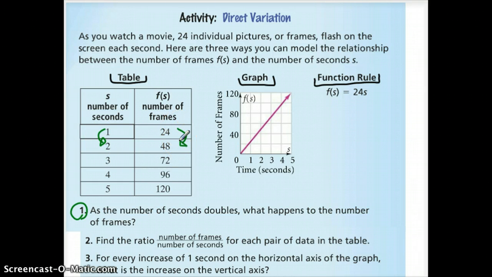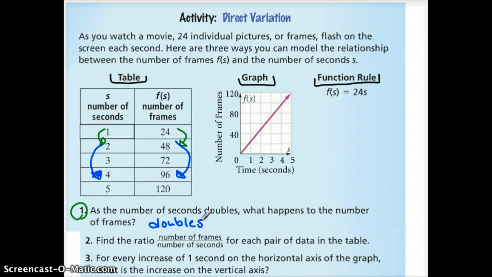As it goes from 1 to 2 seconds, I see it goes from 24 to 48 frames. There's a certain relationship there. Let's double from 2 to 4 now. From 2 to 4, it goes from 48 to 96. You're noticing a relationship here. I hope that you notice the number of frames also doubles.